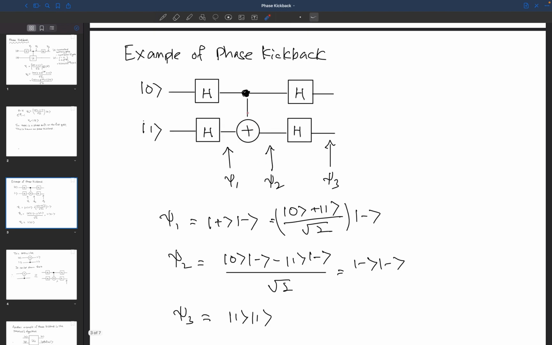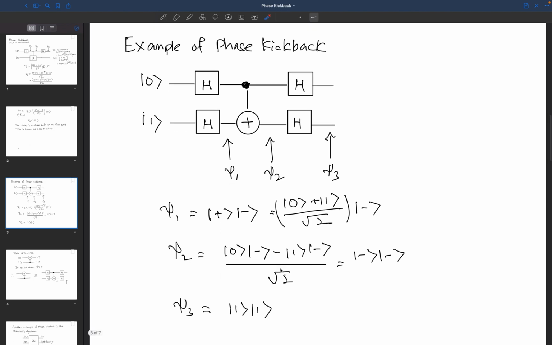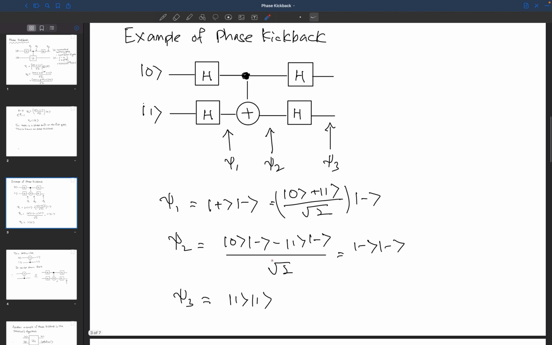And after the CNOT, the 0 will have no impact on this second qubit, but the 1 will flip the second qubit and end up with a minus sign in front. And if we group again, we will have minus minus. And after we apply the Hadamard gate again, we will get 1, 1. So from 0, 1, we end up with 1, 1.